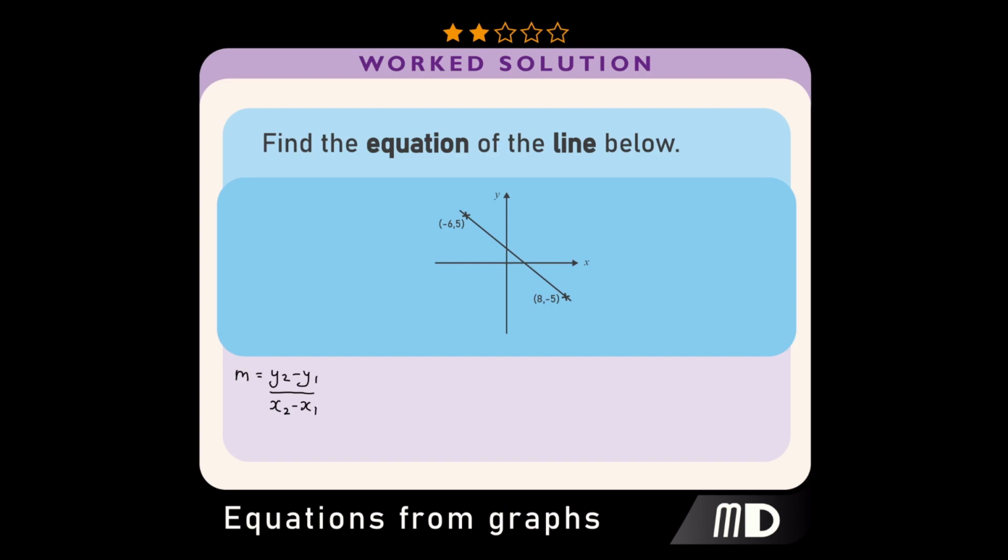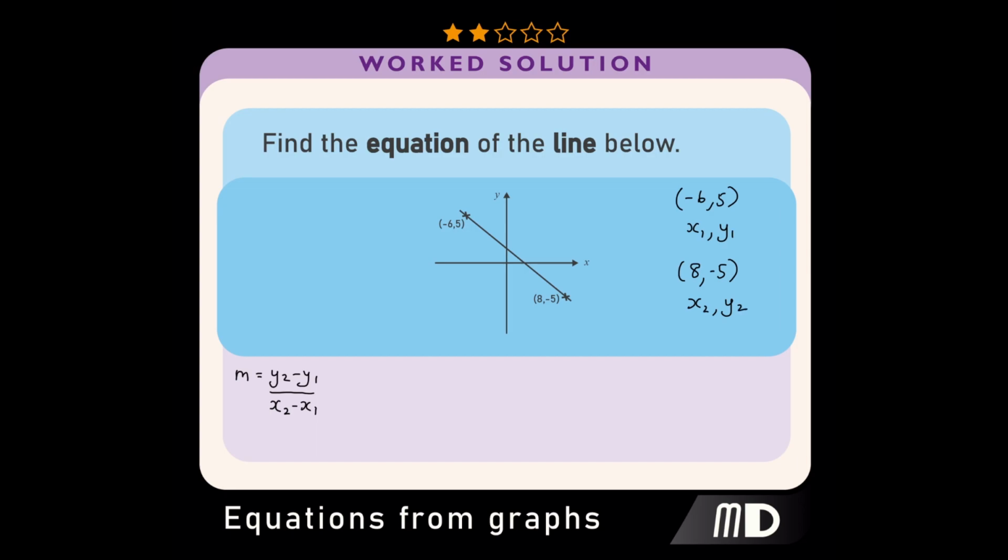Well, if I go back to my coordinates, one of them is -6, 5. The other is 8, -5. I am going to assign -6 to be x1 and 5 to be y1, 8 to be x2, and -5 to be y2.